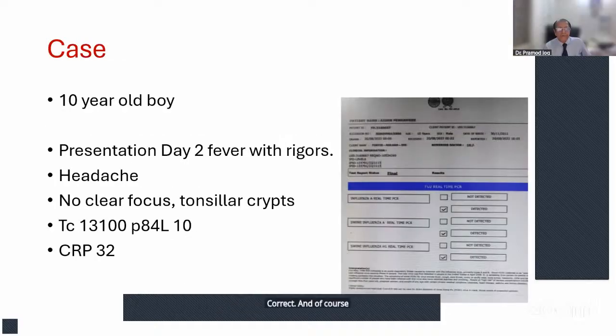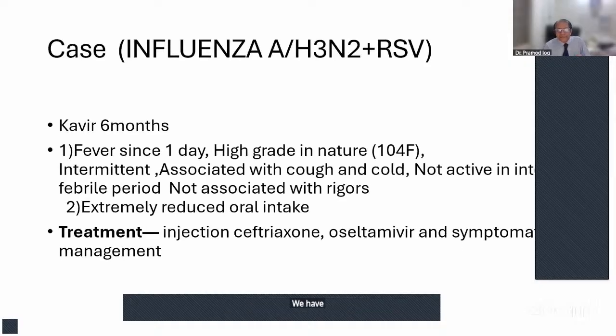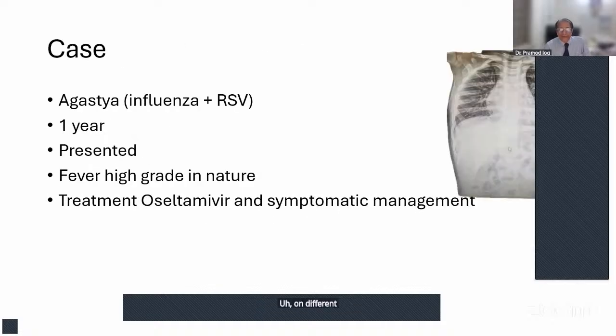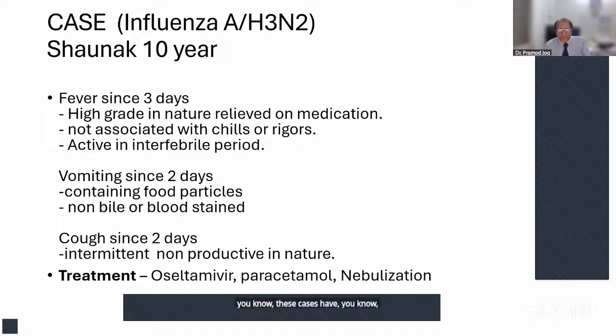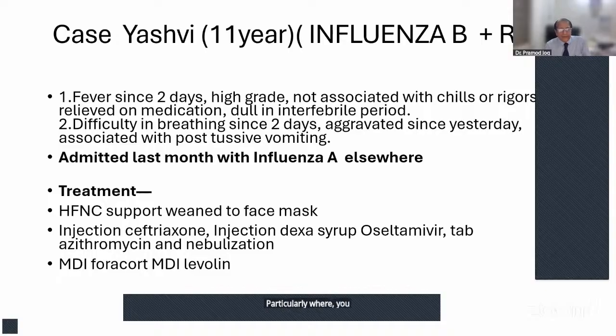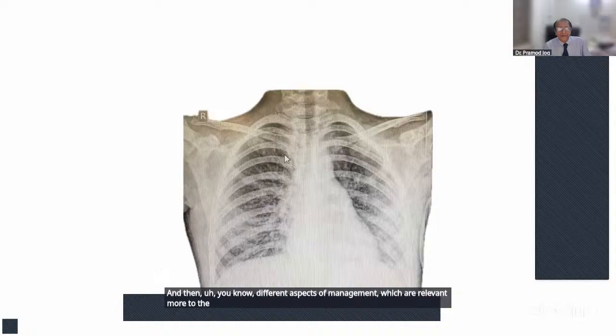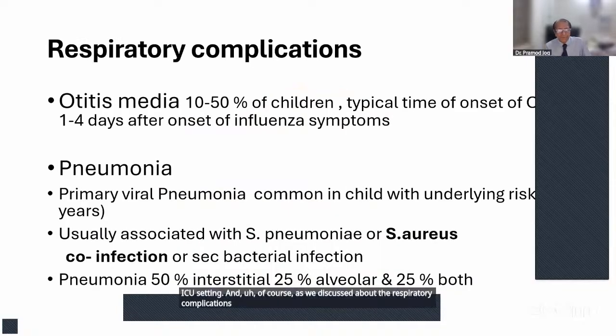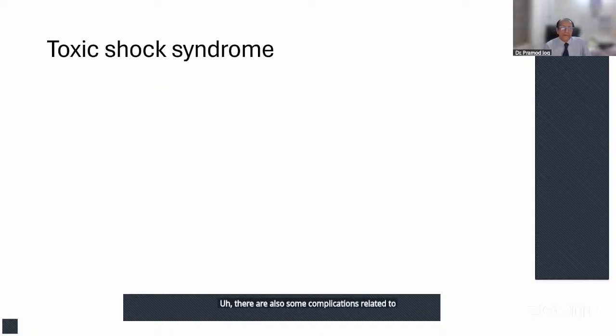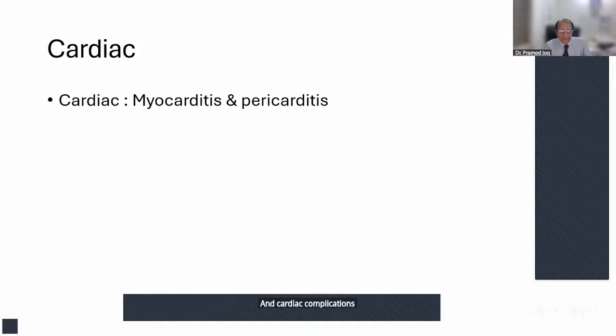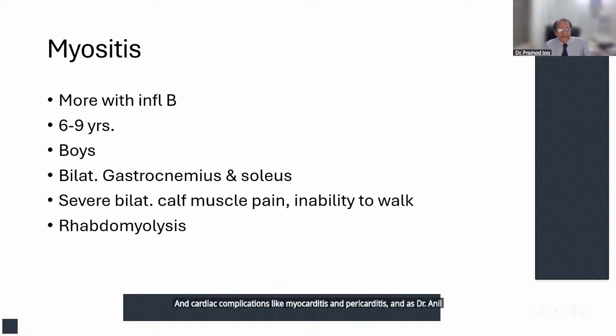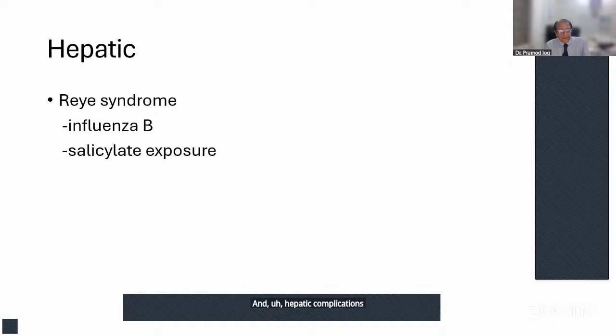Right, right. And of course, we have had cases of influenza with RSV on different occasions. These cases have taught us the plan of management, particularly where we had to give HFNC support, and different aspects of management which are more relevant to the ICU setting. And as we discussed about the respiratory complications, there are also some complications related to toxic shock syndrome and cardiac complications like myocarditis and pericarditis. And as Dr. Anil just described, myositis, which involves bilaterally the gastrocnemius and the soleus, producing severe bilateral calf muscle pain, and hepatic complications, which we earlier discussed, like Reye syndrome in children with influenza B exposed to salicylates.